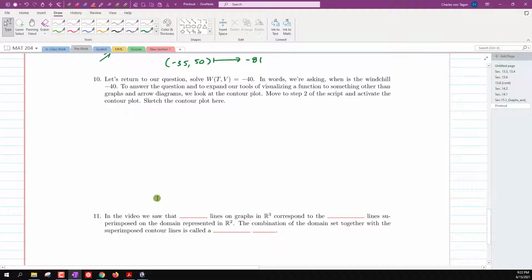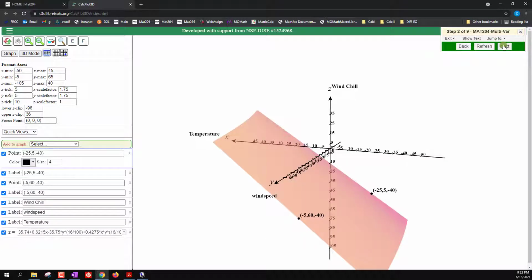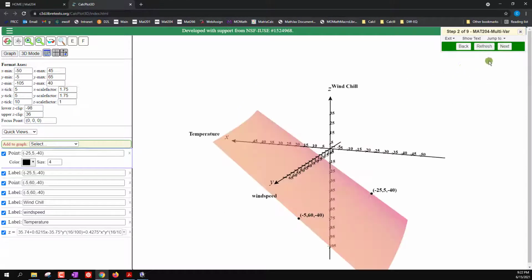So let's go ahead and jump back to our CalcPlot 3D picture. And what I'm going to do now, folks, is I'm going to go ahead and advance this a step forward. You can see it says I'm on step 1 here. I'll hit next. That will bring me to step 2. Okay, it shows we're on step 2. By the way, folks, if you ever move these or you don't like the way it looks or you accidentally change something, you can always just hit refresh and it refreshes the current step that you're on.